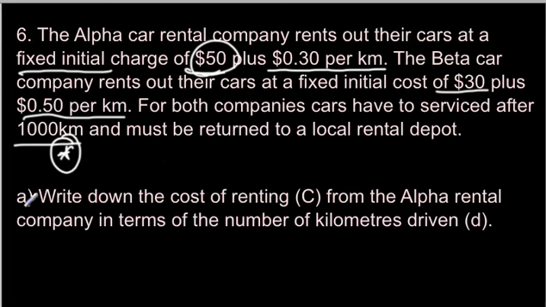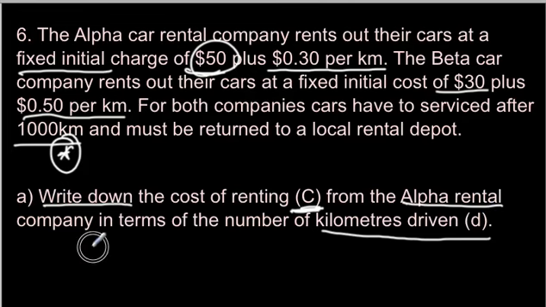So anyways, A, write down. Whenever they say write down, it's usually an easy question, so just pay attention to the details and see if you can figure this out. Write down the cost of renting, C, from the Alpha Rental Company, so we're just looking at the Alpha Rental Company, and in terms of the number of kilometers driven. So we have to find some expression for the cost in terms of the kilometers driven, which is D. So we have to express C in terms of D.